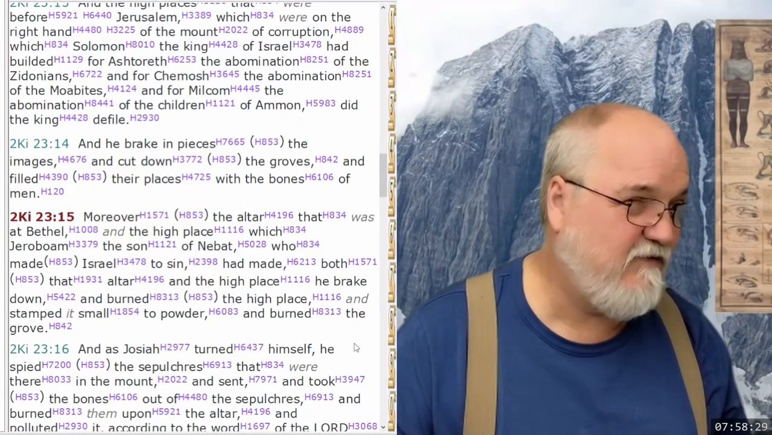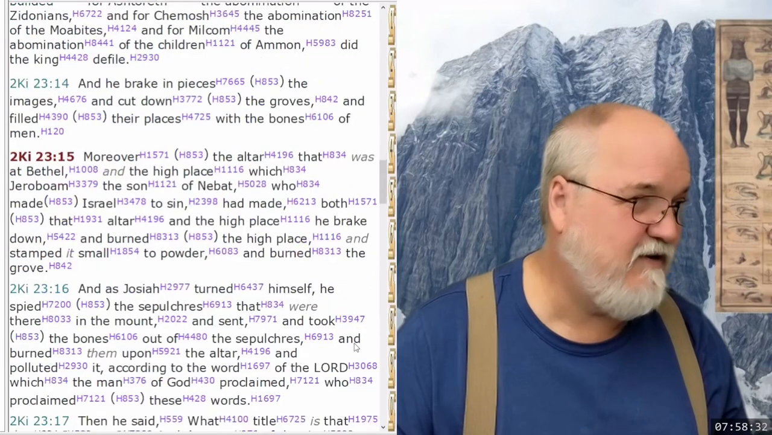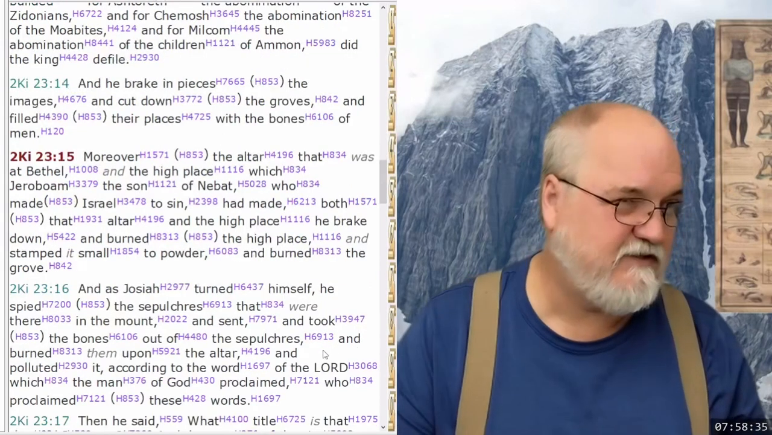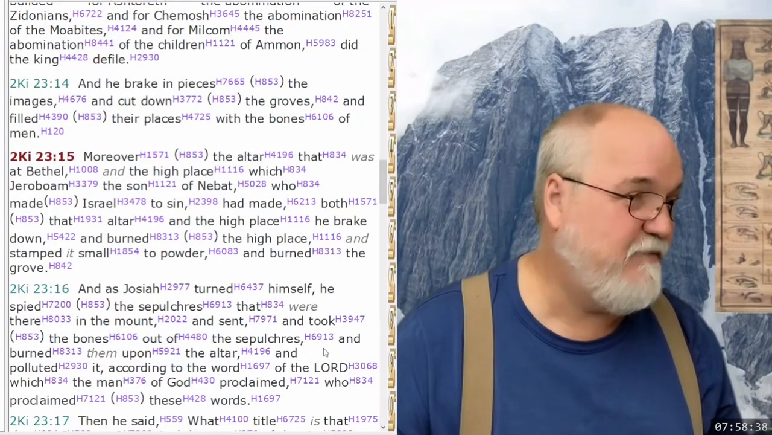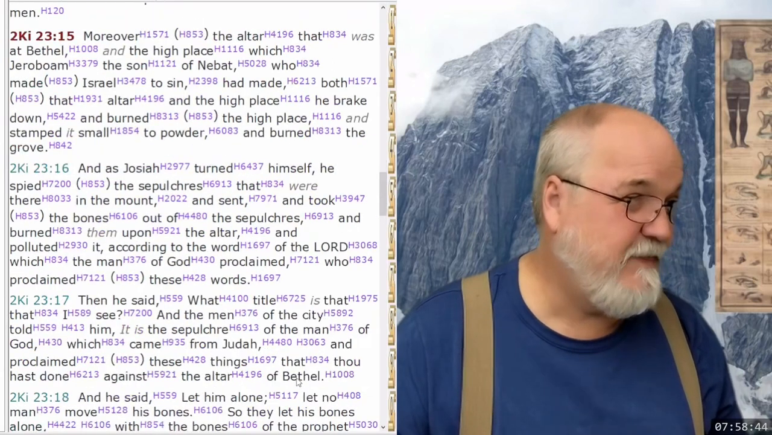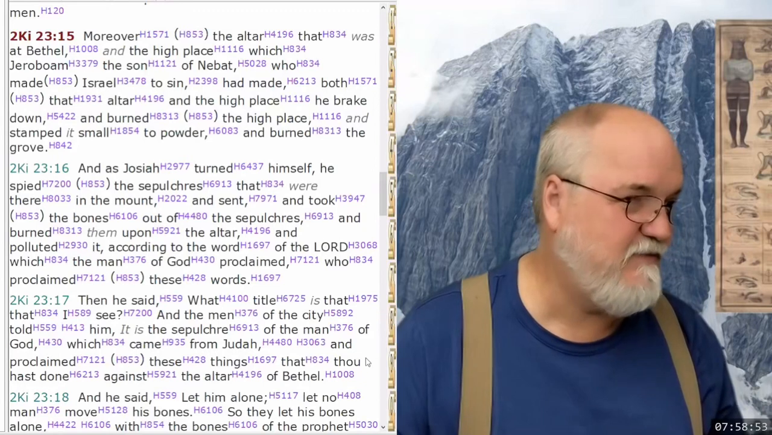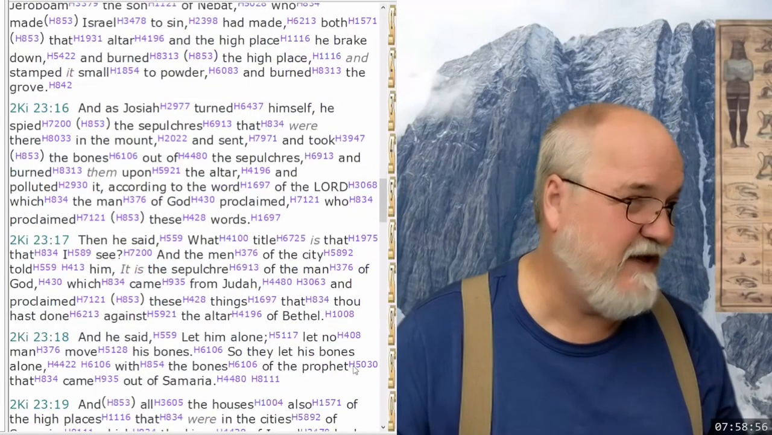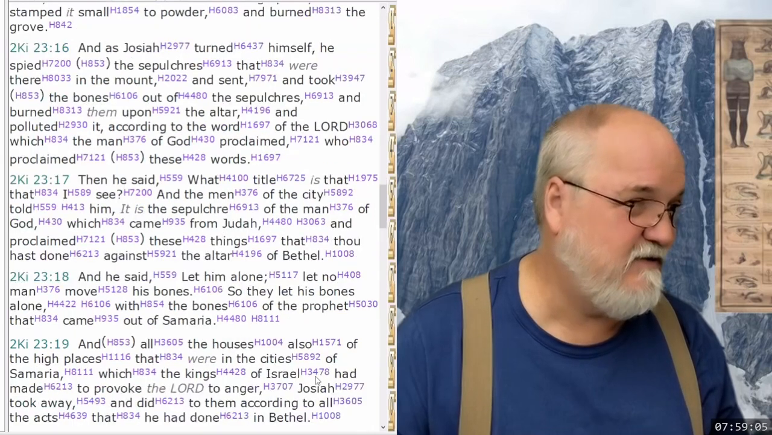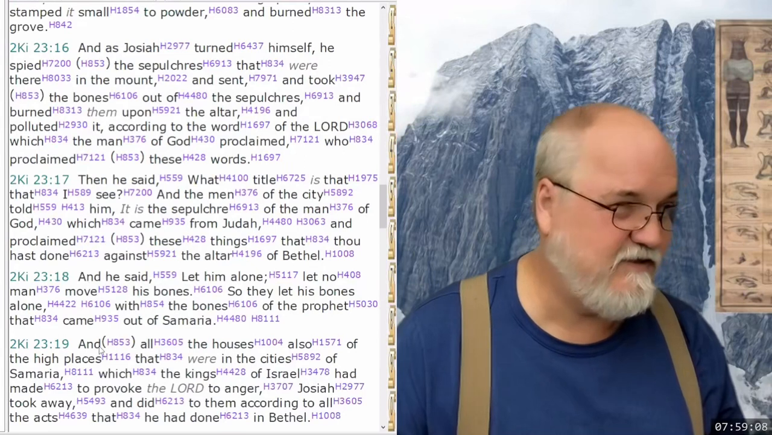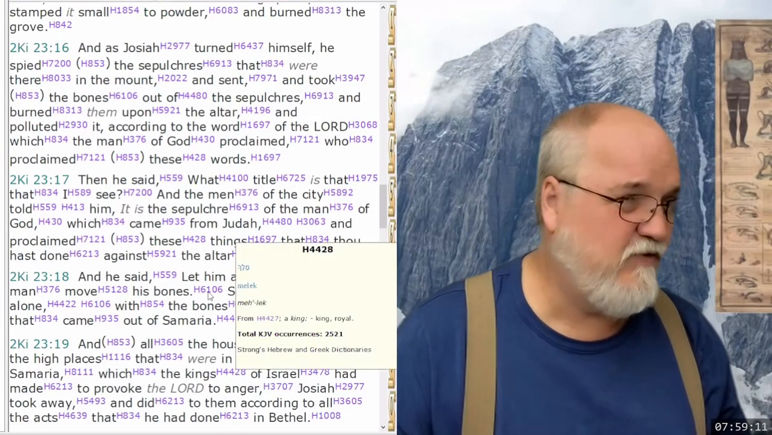"And Josiah turned himself and spied the sepulchres that were there in the mount, and sent and took the bones out of the sepulchres and burned them upon the altar, and polluted it according to the word of the Lord, which the man of God proclaimed, who proclaimed these words. Then he said, What title is that that I see? And the men of the city told him, It is the sepulchre of the man of God, which came from Judah and proclaimed these things that thou hast done against the altar of Bethel. And he said, Let him alone, let no man move his bones. So they let his bones alone with the bones of the prophet that came out of Samaria. And all the houses also of the high places in the cities of Samaria, which the kings of Israel had made, they provoked the Lord to anger."